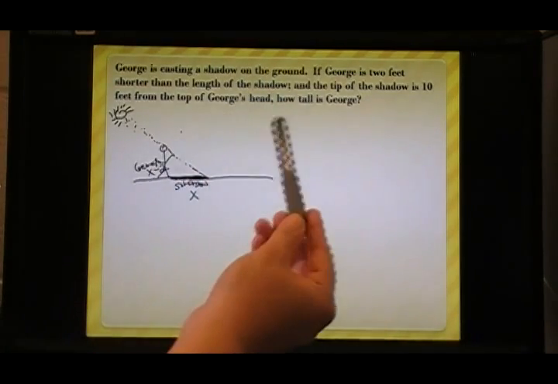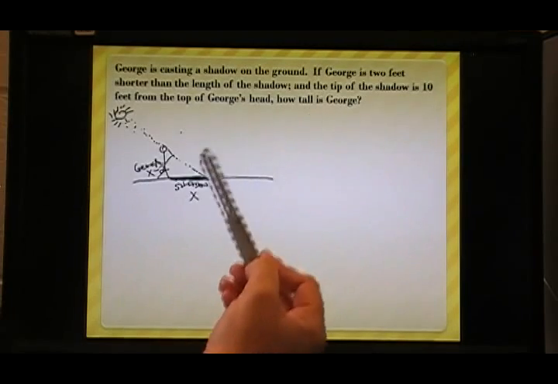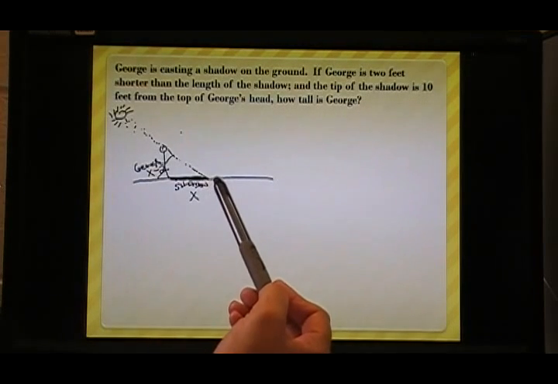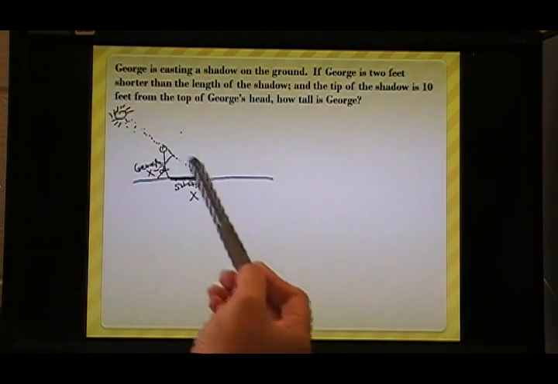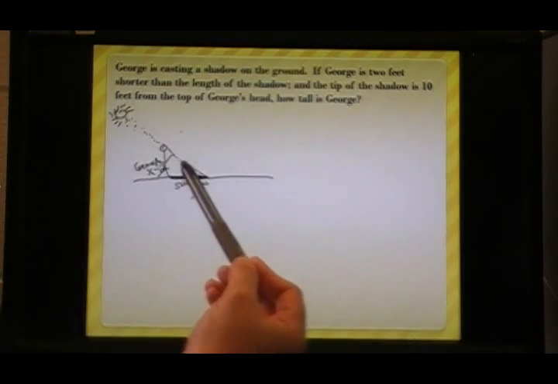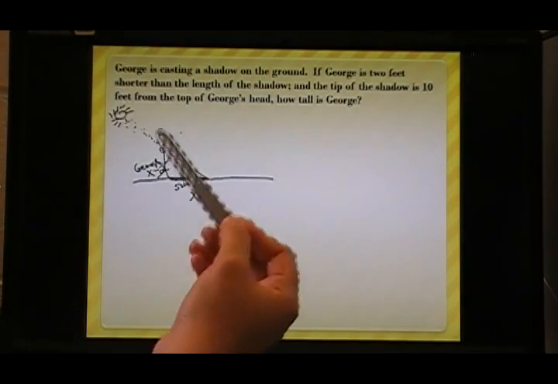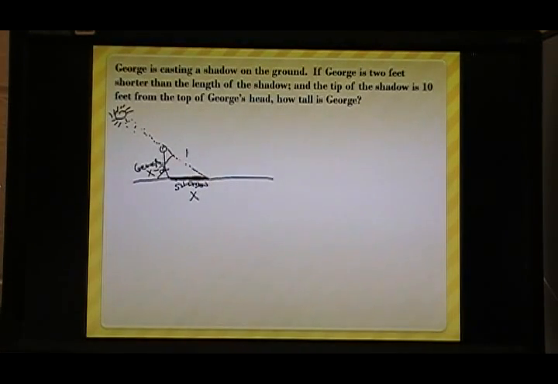And we're also told that from the tip of the shadow, which would be here, to the top of George's head, which is here, that's 10 feet. So from here to here is 10. Okay, so there's my picture, and then I've worked through every bit of information. And so the assumption that needs to be made here is that George and the ground are meeting at a right angle.